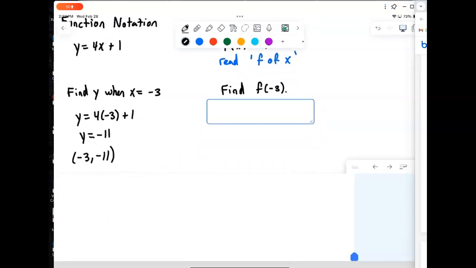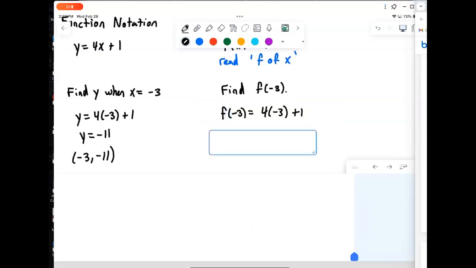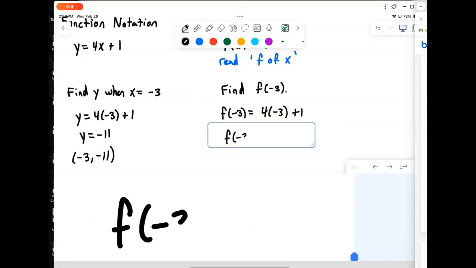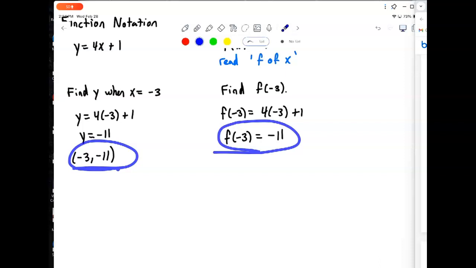Now the overall process is exactly the same. We would write it down as 4 times -3 plus 1, and then we would write it as f of -3 equals -11. Okay. What you do not do here is take this problem and divide by -3 to find out what f is. F is -11. This part is telling us the x value, so your function notation is a combination of the point notation and the equation notation together.